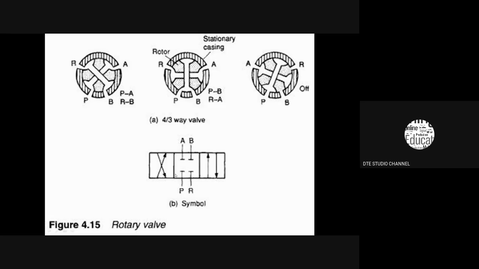And this symbol represents closing of ports. All the ports are closed. No fluid is passing to the actuator. That's why this is called the neutral position. This is for forward extension of the cylinder, retraction of the cylinder, and neutral position of the cylinder. No work is done in this position.